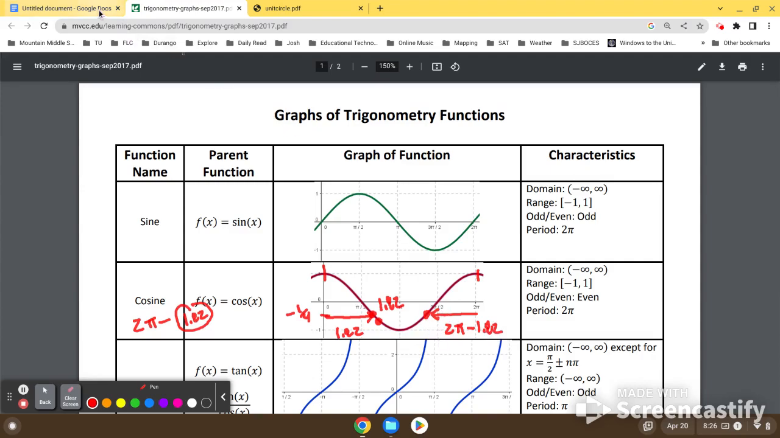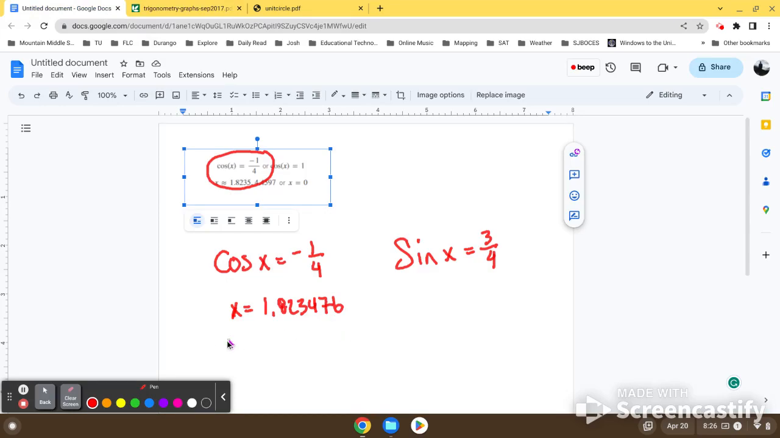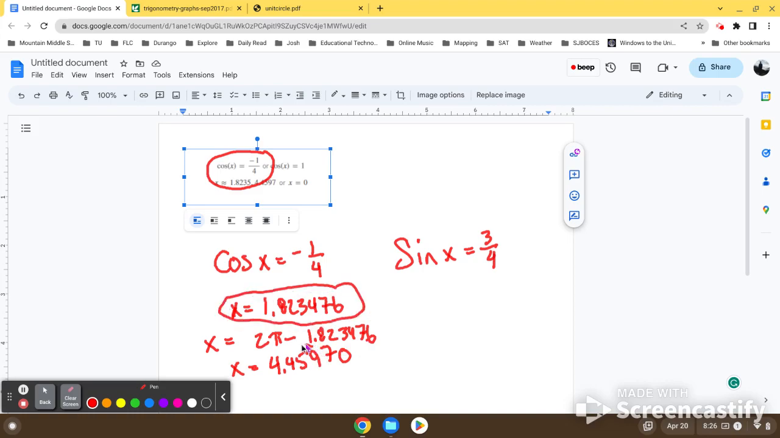So when we come back to your screen here, and we say, okay, to find our other x, we're going to take 2 pi minus our 1.823476. We pull out our calculator, we say 2 pi minus 1.8246, and we get x is equal to 4.45970, right? And that gives us our two solutions. That's number 1, and that's number 2.